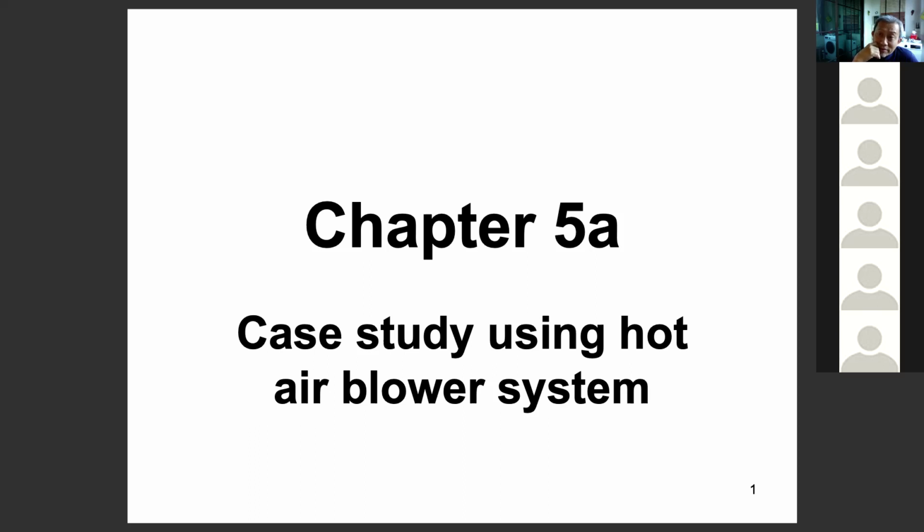Dryer, tumbler kan? Musim hujan, jemur baju tak kering kan? Kita pakai tumble dryer. Tumble dryer kan dia ada setting kan? 20 minutes, 40 minutes, 30 minutes, and then dia ikut baju cotton ke, wool ke, atau polyester. So all these temperature variations, we are using a hot air blower system. Okay, that is the example yang paling mudah.